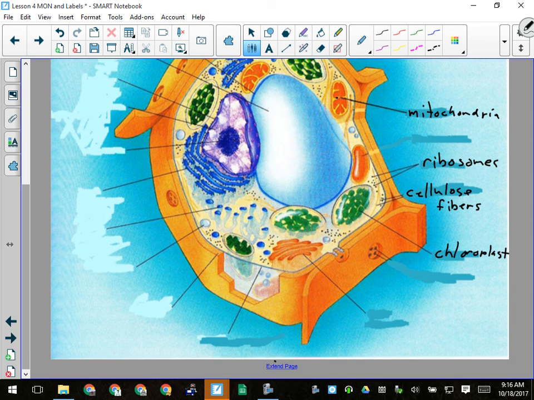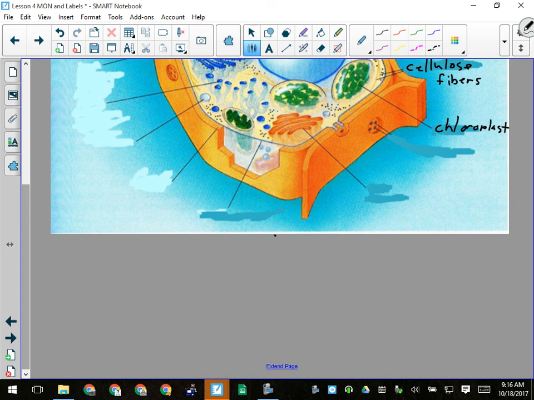Then we've got, what's this orange thing? What was it called in the animal cell? Golgi apparatus. Does the same job. It excretes waste.